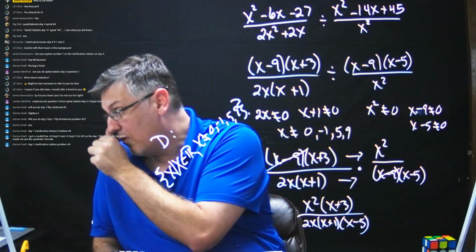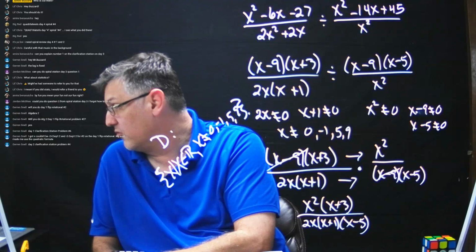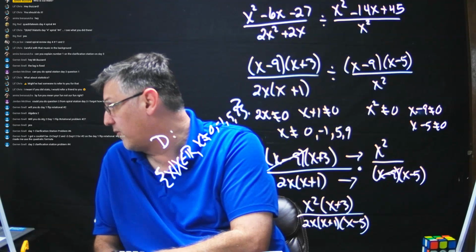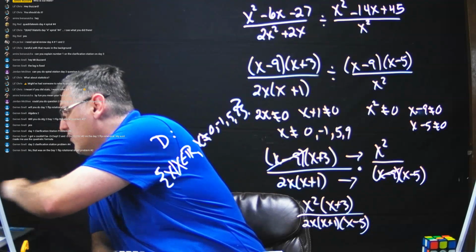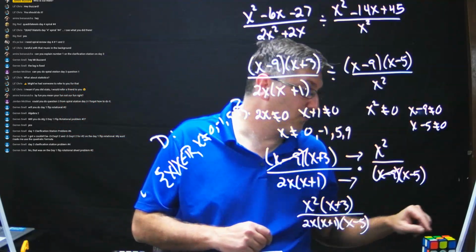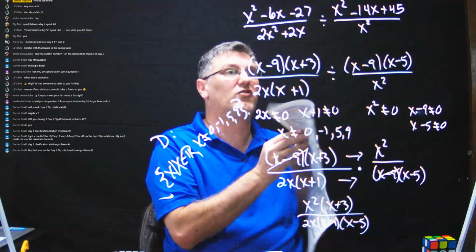All right, so one more problem and then we'll shut the stream down. So I'm going to do number 2, clarification station problem number 4, which is really along the same idea as this problem. Get something new to erase with.